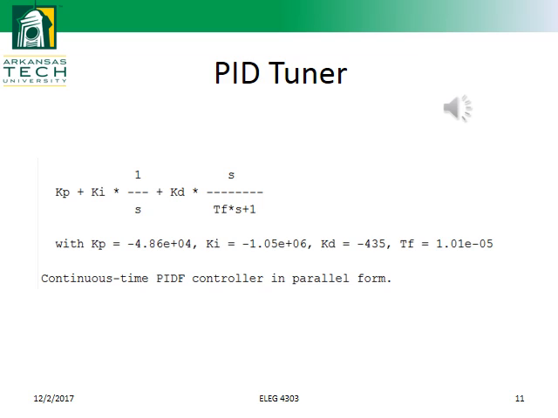From the PID tuner in MATLAB, we can then output our transfer function as a function of k sub p, k sub I, and k sub d. We can see that here, and we see that we have some fairly reliable results.